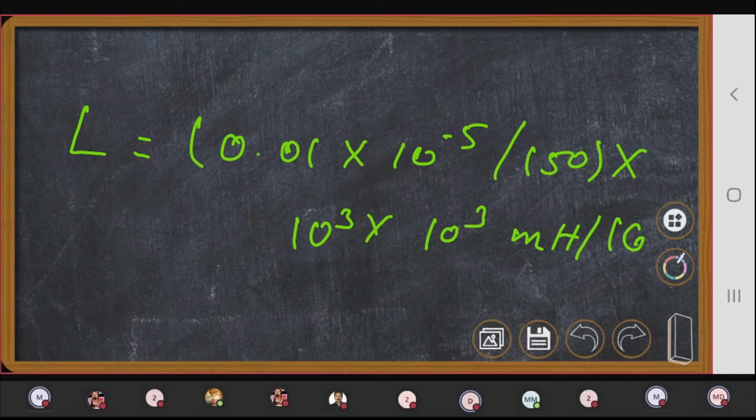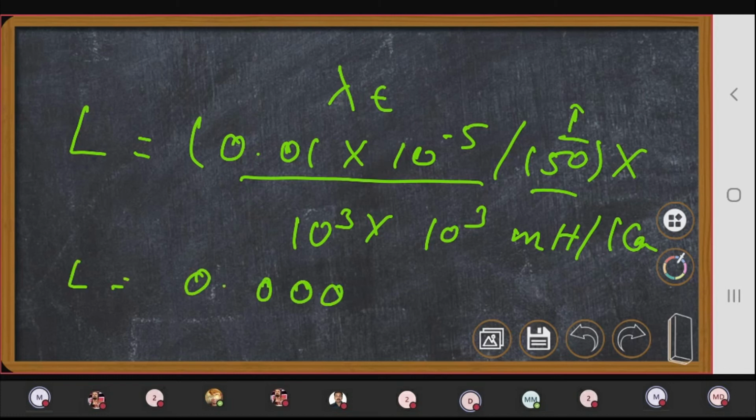So this is the standard relation we have. Only the flux linkage value we calculated; the rest of the values and the current are constant. So L is 0.00067 millihenry per kilometer. So option B is the correct answer.